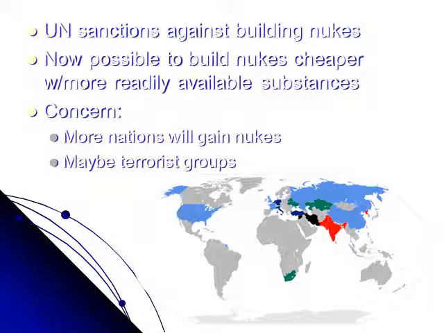So, UN sanctions against building nuclear weapons. It's now possible to build nuclear weapons cheaper with more readily available substances. As a result, there's a great deal more concern that more nations will gain nuclear weapons, that maybe terrorist groups will get a hold of these weapons. The UN doesn't like the idea of more countries with nuclear weapons.